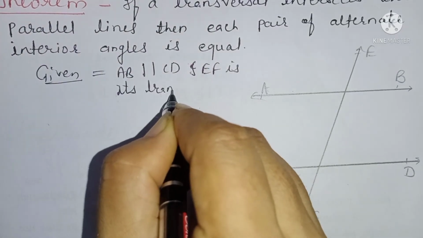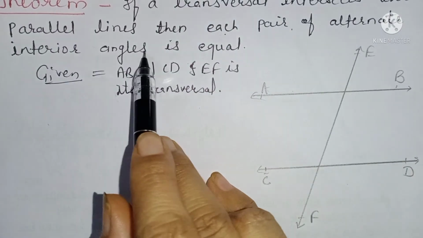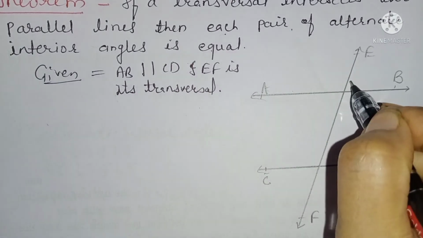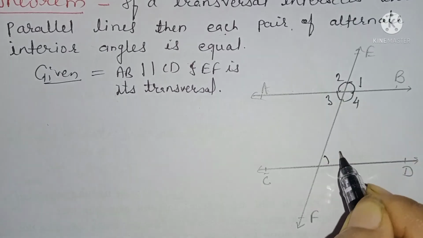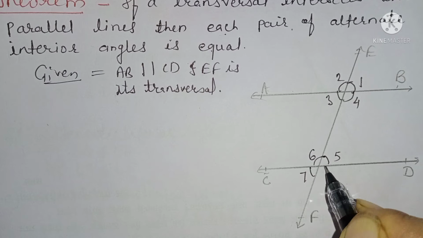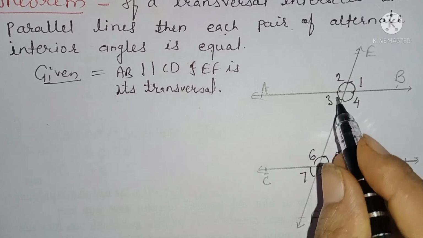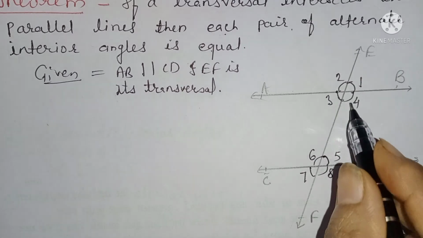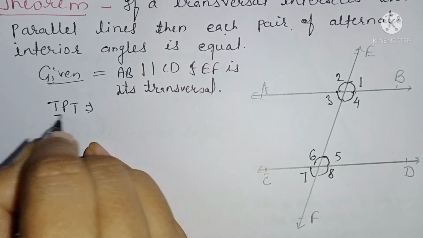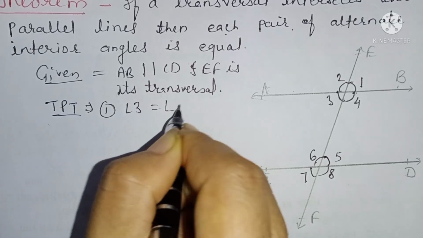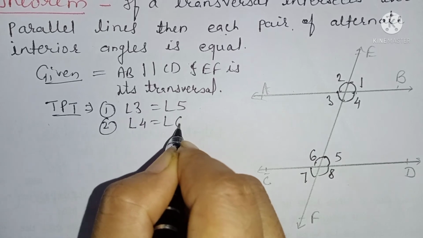Okay, then which type of angles are equal? Alternate interior angles. Each pair of alternate interior angles is equal. So let's number it: number 1, 2, 3, 4, and this is 5, 6, 7, 8. Alright, so you can identify the alternate interior angles from here. This is angle 3 and 5 are alternate, and the same 4 and 6 are also alternate, and we have to prove that these alternate interior angles are equal. Angle 3 is equal to angle 5, and angle 4 is equal to angle 6.